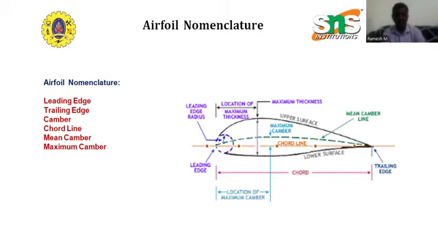Next one is chord line. The chord line is a straight line connecting the leading edge and the trailing edge of the airfoil. The area above the chord line is the upper surface. The area below is referred to as the lower surface. Both the upper and the lower surfaces are divided by the chord line.